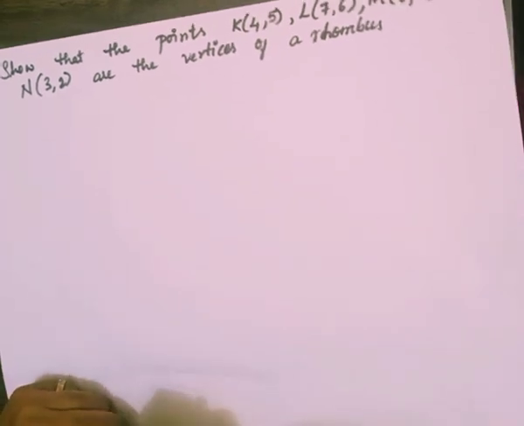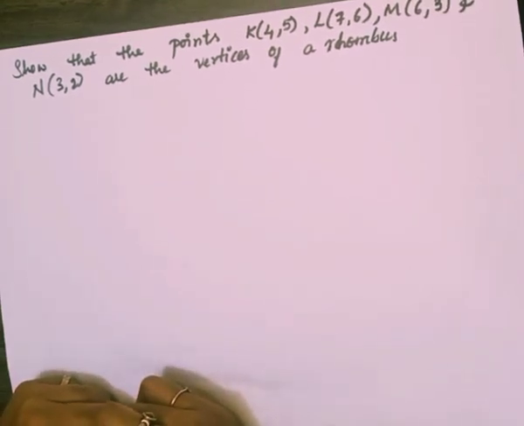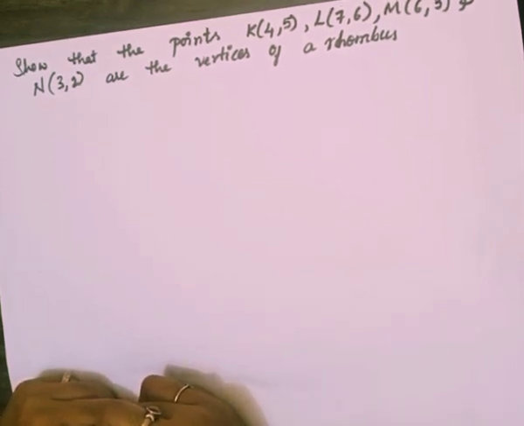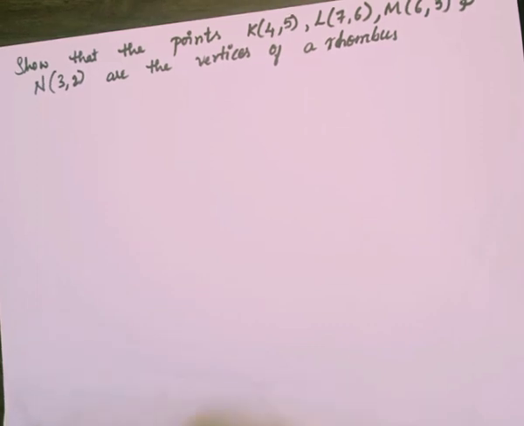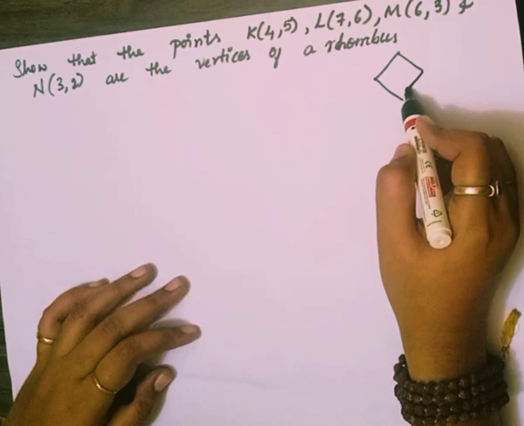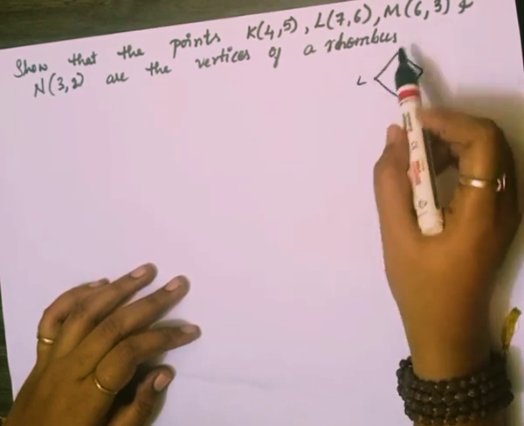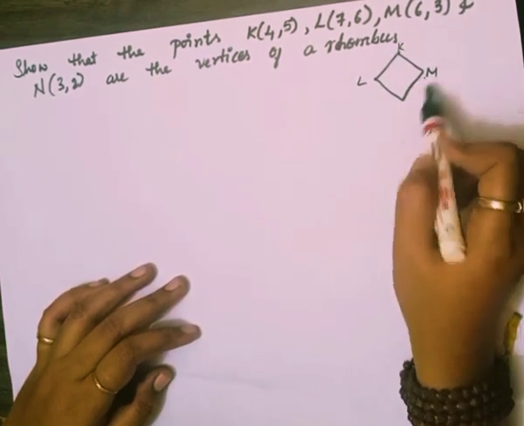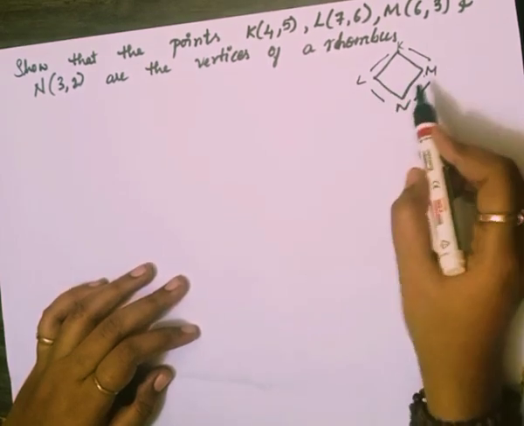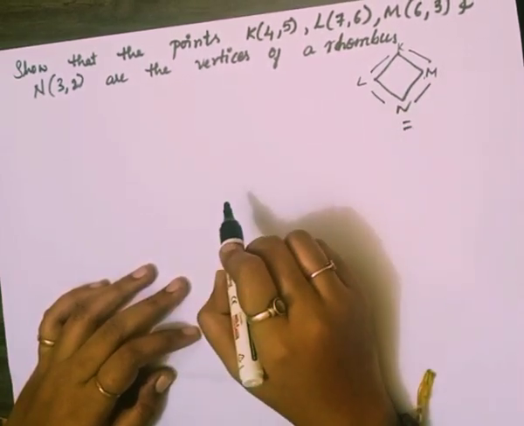Question number 5. Show that the points K(4, 5), L(7, 6), M(6, 3) and N(3, 2) are the vertices of a rhombus. Rhombus means, everyone knows, it's like a kite formation. Like this it will be. So we have L, K, M, N. The distance between them, everything needs to be equal. So if it's equal, we can say it's a rhombus.